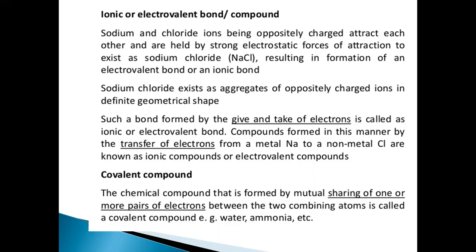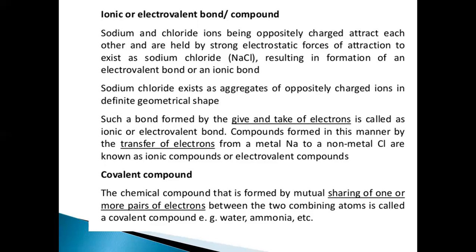So what is an ionic compound? When metal and non-metal combine to form a compound, that is the ionic compound. Ionic compound is basically what? Transfer of electron, that is, donating or accepting of the electron. Donating and accepting, that is how an ionic compound forms. And what is a covalent compound? When atoms share electrons and form the compound, that is called a covalent compound.